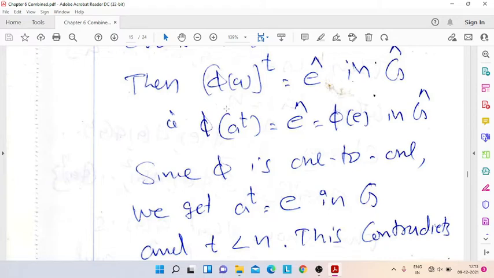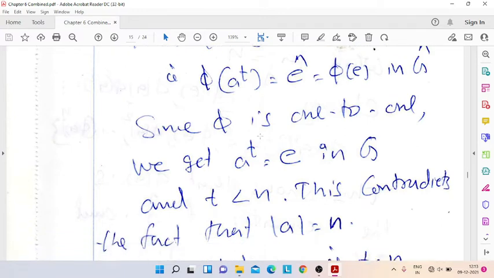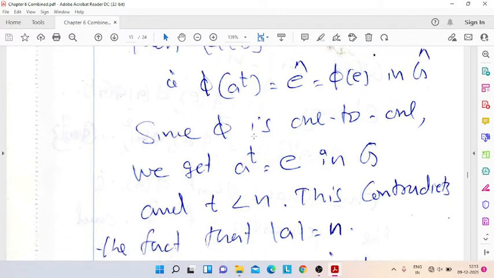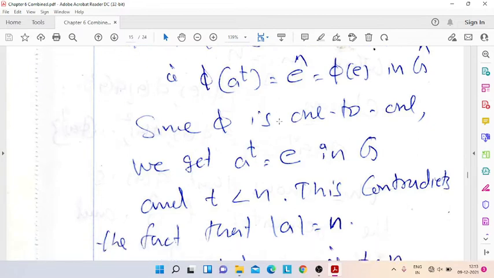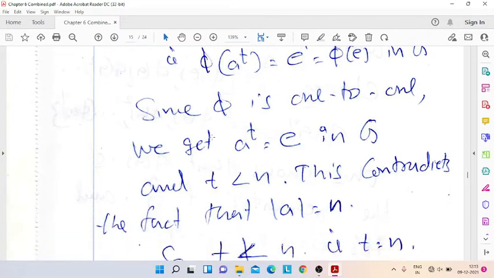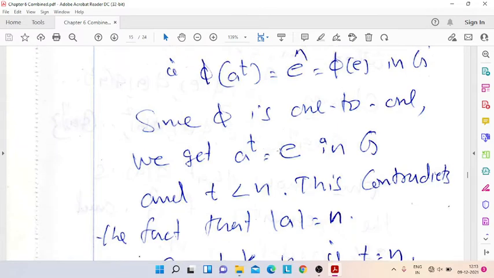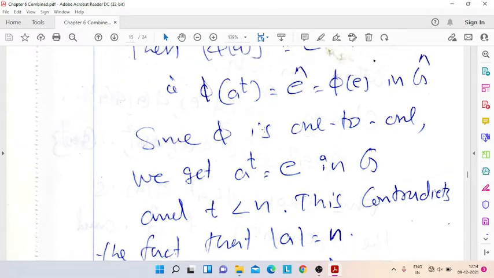Therefore phi of a raised to t equals e cap, which equals phi of a in G cap. Since phi is one-to-one, applying the one-to-one property of the isomorphism phi, we get that a raised to t equals e.